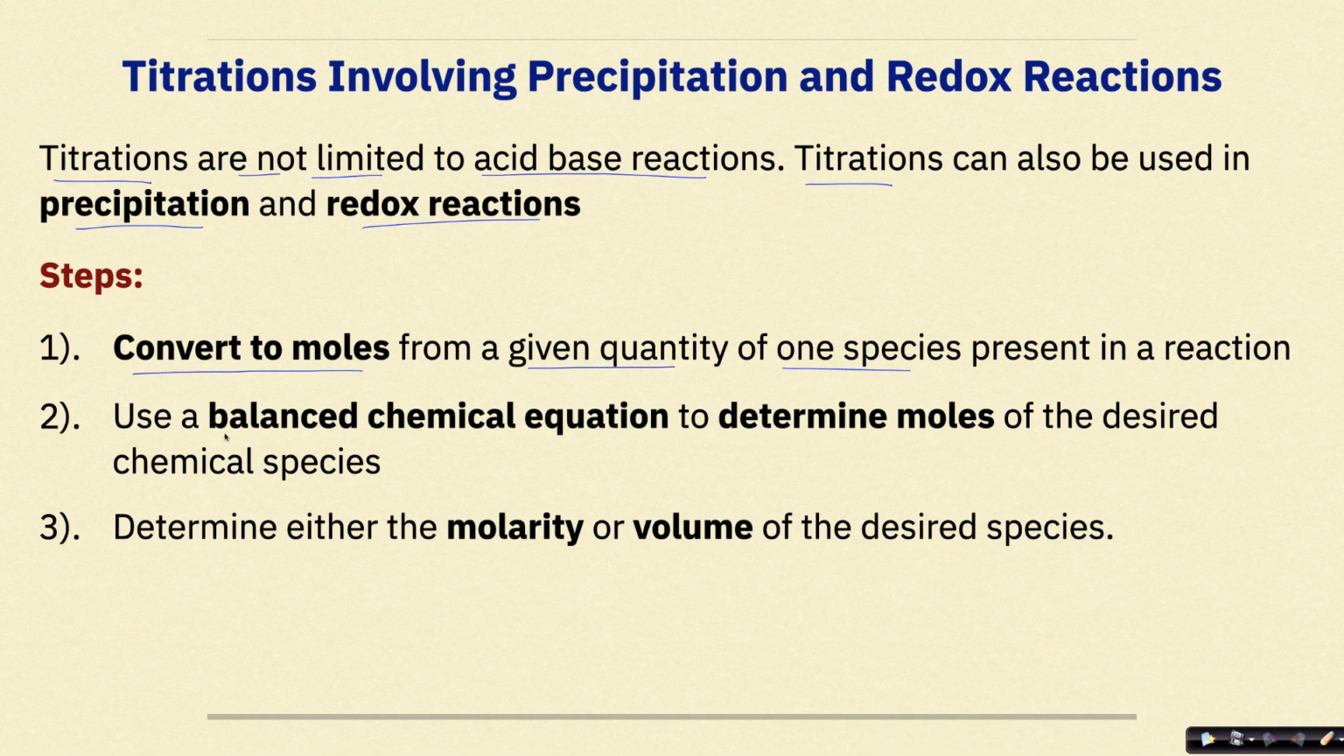Then use a balanced chemical equation to determine the moles of the desired chemical species. So you'll have moles of one species, and you're going to find moles of another species. And then once you have the moles of the species that you want, you're going to determine either the molarity or volume of the desired species. So let me show you what I mean.